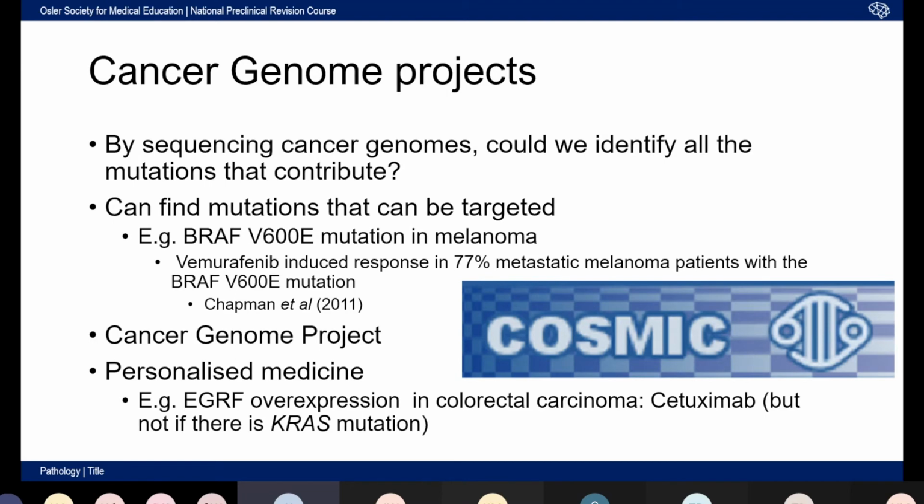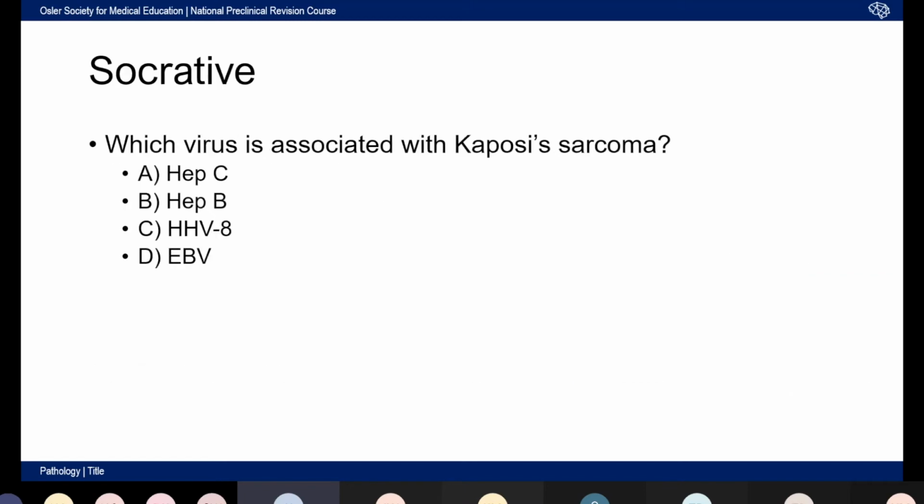So for example, if there's an EGFR overexpression in colorectal cancer, cetuximab, which is a monoclonal antibody, is an effective treatment, but it wouldn't be if the tumor also has the KRAS mutation. So knowing specific mutations people have can really help us with effective treatments.